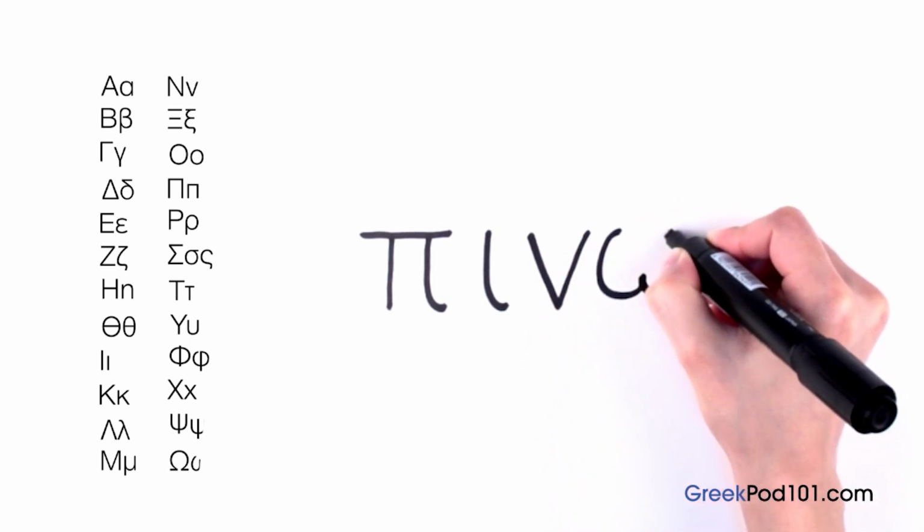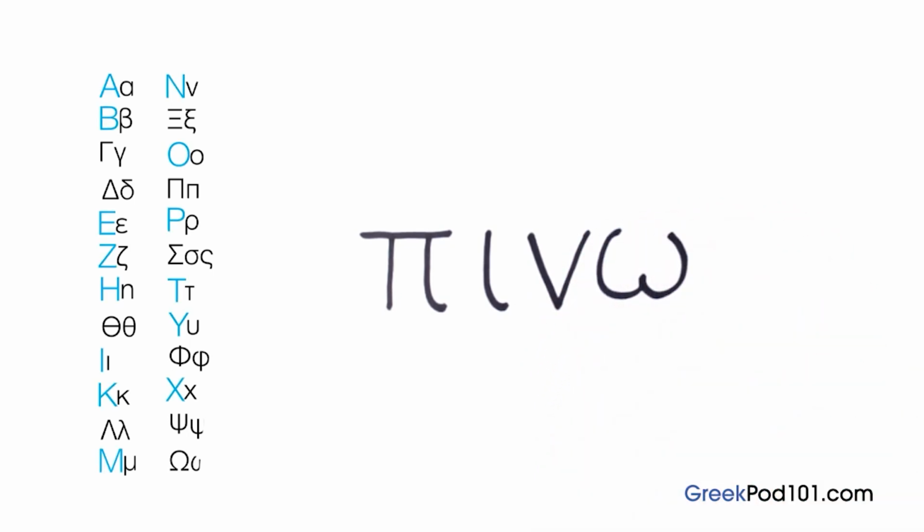But it gets better. More than half of the Greek uppercase letters are exactly the same as English. Yes, that's right. You're already over halfway done with uppercase letters. Only 10 more to learn. So let's start with the first letter, alpha. Alpha is a vowel and also the first letter of the Greek alphabet.